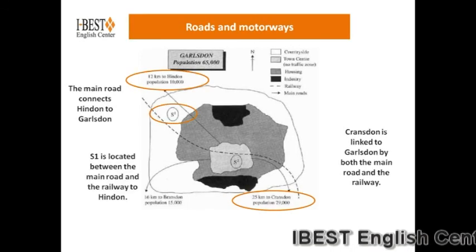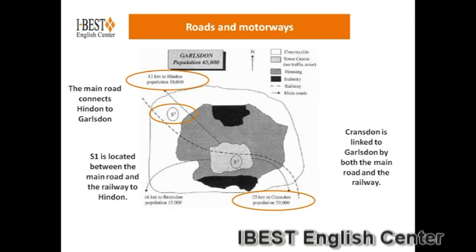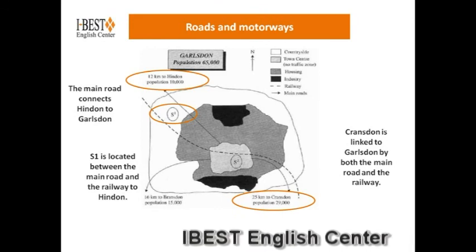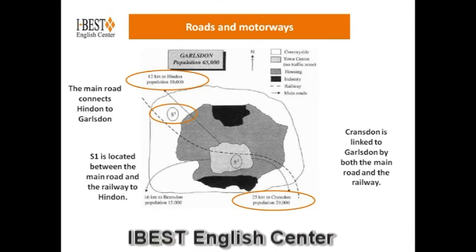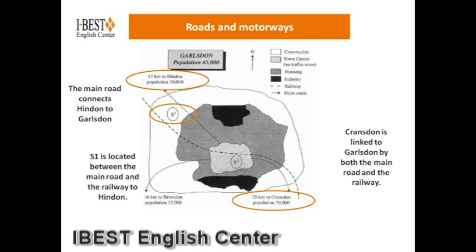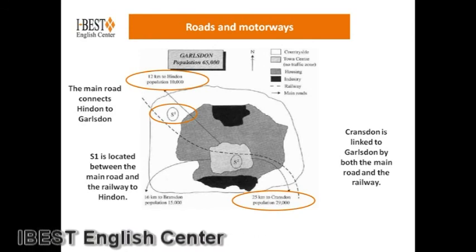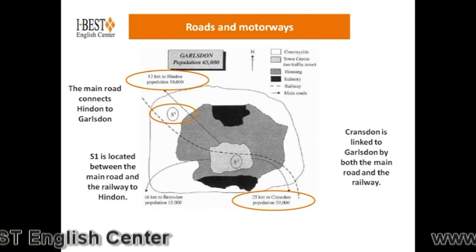And the last example, let's have a look at S1. S1 is located between the main road and the railway to Hindon. Here we're using the railway and the road to describe the location of S1.